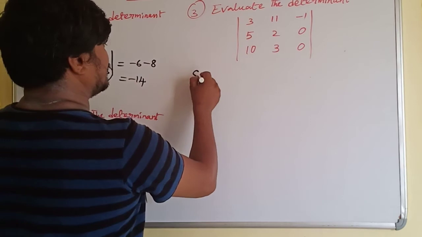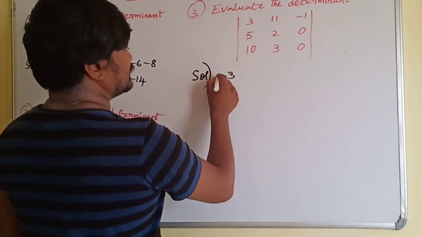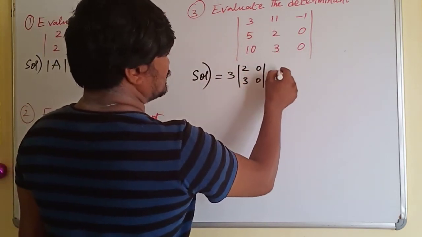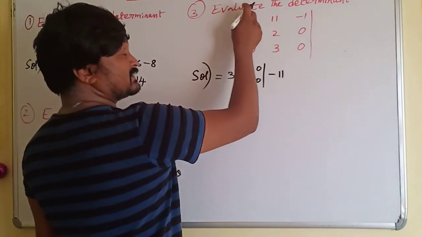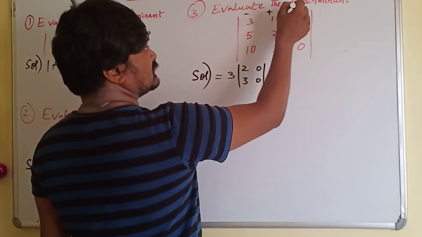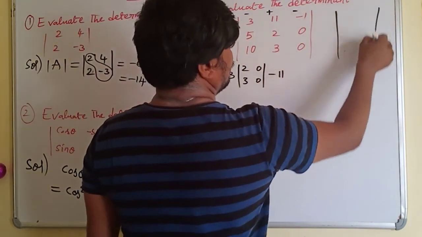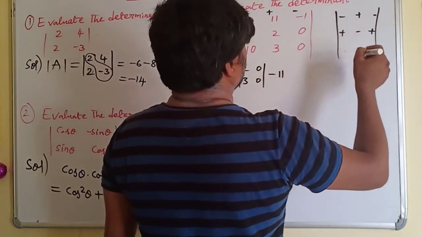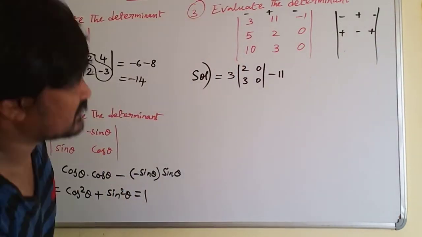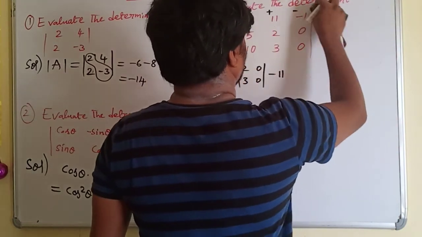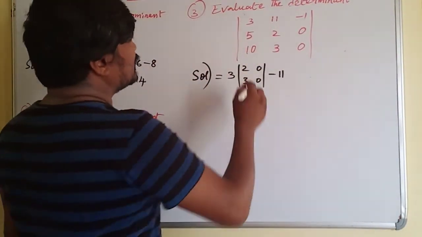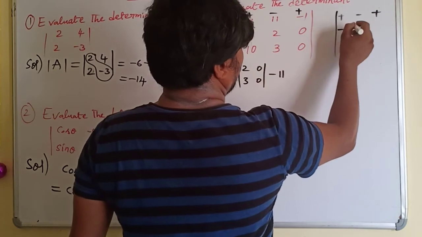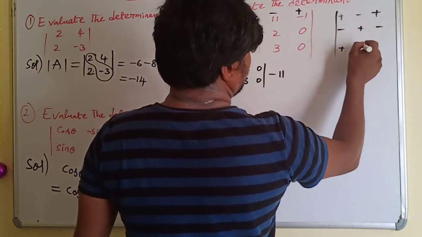And now this is again a very simple one. First we have to write the 3, and then the modulus will be 2, 0, 3, 0. Then minus 11 into, as I already said, the signs are first plus, minus, and then plus. So here minus, plus, minus. If you want to remember, remember it this way. Sorry, this is a mistake. First one is plus, minus, plus. You remember here: plus, minus, plus, minus, plus, minus, then plus, minus, plus.